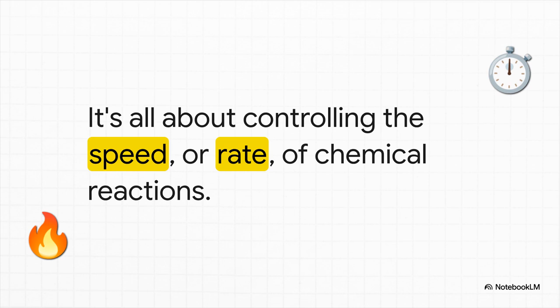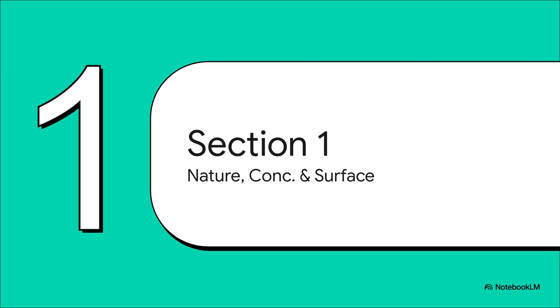And we do this stuff all the time, completely on autopilot. Every time you cook dinner or even just stash leftovers in the fridge, you are playing the role of a chemist. So what are these control knobs we have for chemistry? Let's jump right in with the first 3. We're talking about the basic nature of the stuff you're working with, its concentration, and its surface area.